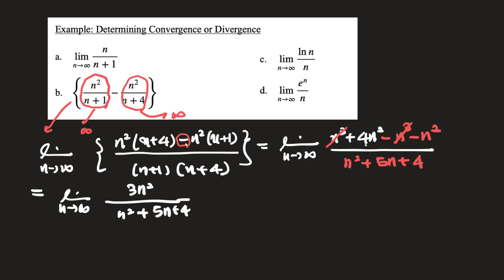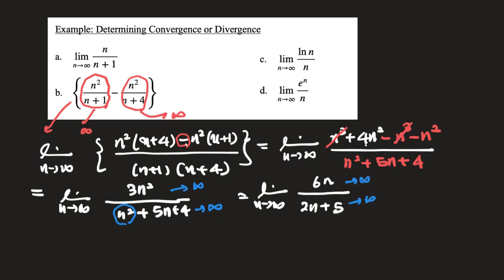Now, look at this form. The top, the numerator, is going to infinity. The denominator is also going to infinity, because n squared is the dominating term. So you can use L'Hopital's rule. The derivative of 3n squared is 6n. The derivative of n squared is 2n, plus the derivative of 5n is 5. Still, this is infinity over infinity. We're going to use L'Hopital's rule one more time. 6 over 2, so the limit is going to be 3.